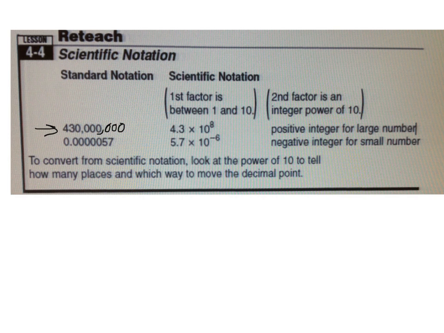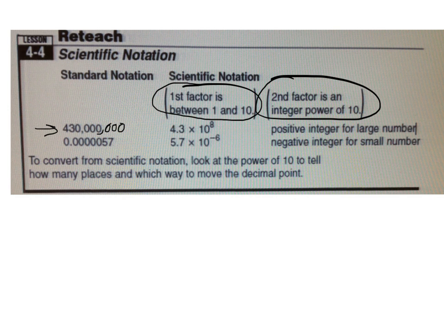In scientific notation, you take your number that's written in standard notation, the regular way we write numbers, and rewrite it as a multiplication problem with two factors. The first factor has to be a number between 1 and 10, and the second factor is a power of 10, so 10 with some exponent. Now, how do you decide how to write those factors?